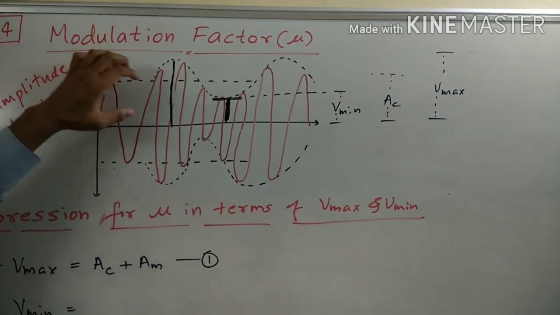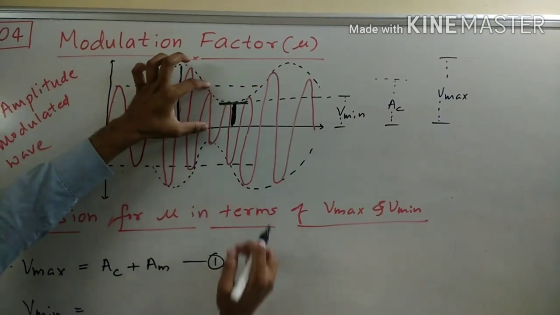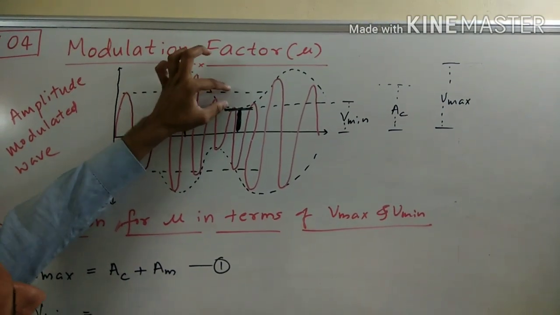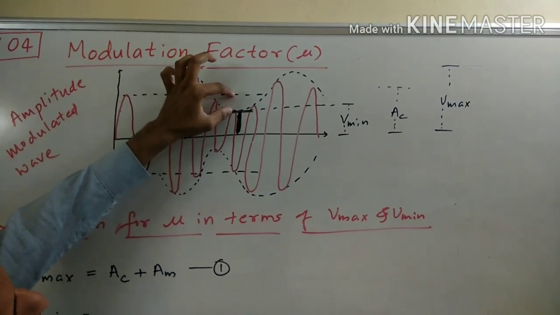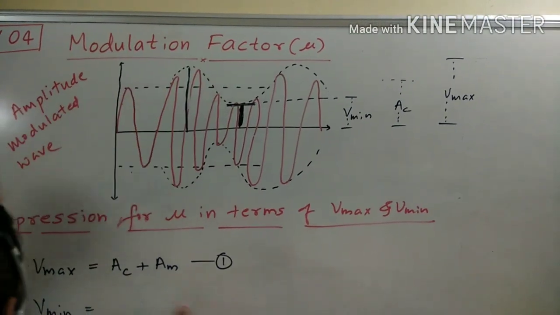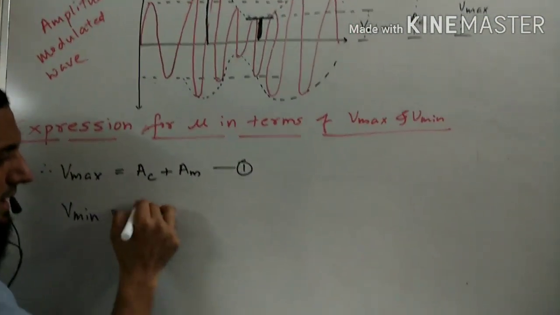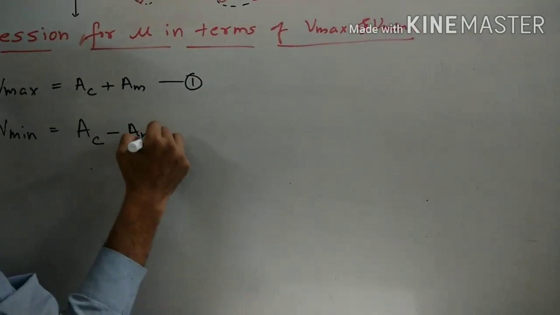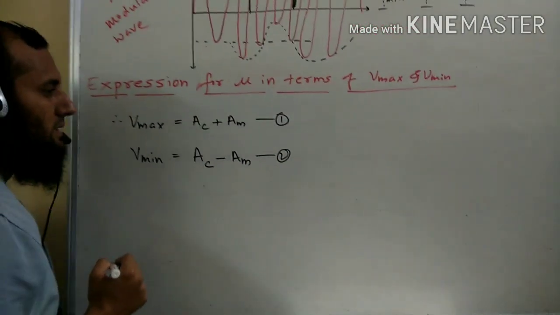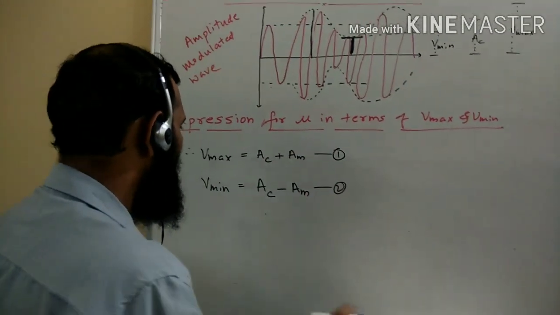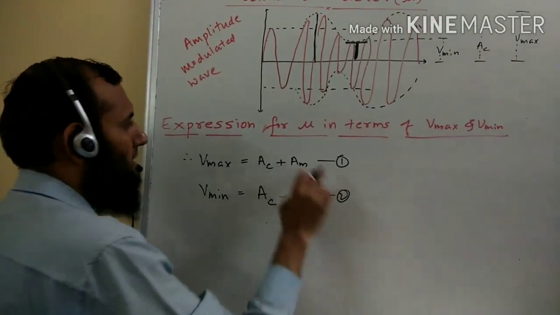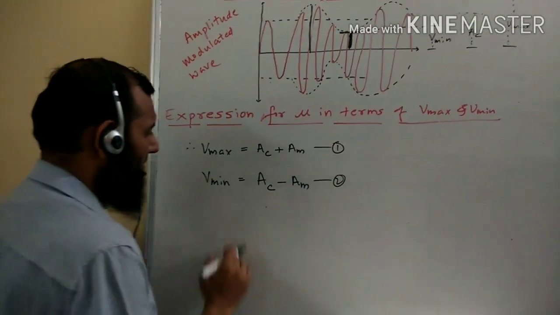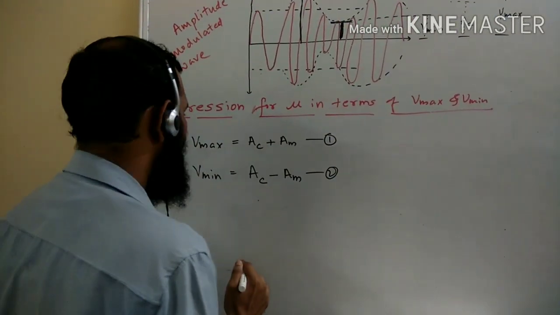This can be written as: this height is the carrier wave, so amplitude of the carrier wave minus this portion, and this portion is the amplitude of the message signal. So V minimum can be written as amplitude of the carrier wave minus amplitude of the message signal. So these two relations we got. Now we will play with these two and derive an expression for mu in terms of V maximum and V minimum. So let us add these two expressions.